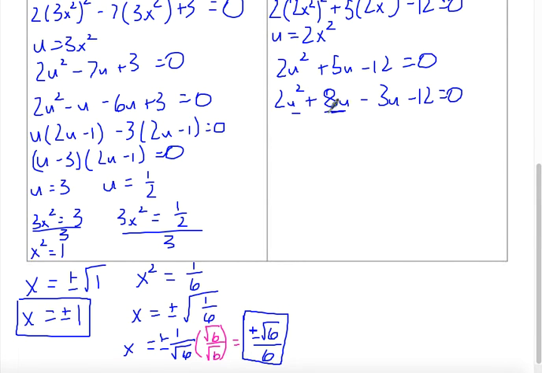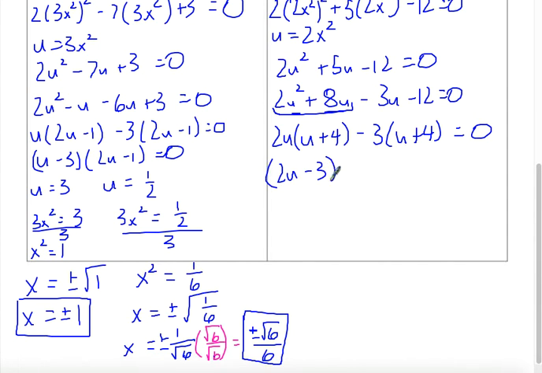In the first two terms, we can factor out 2u, and we get 2u times u plus 4. Here we factor out negative 3 and get u plus 4. So the factors are 2u minus 3 and u plus 4. So solving for u would give us that u equals 3 over 2, or u equals negative 4.